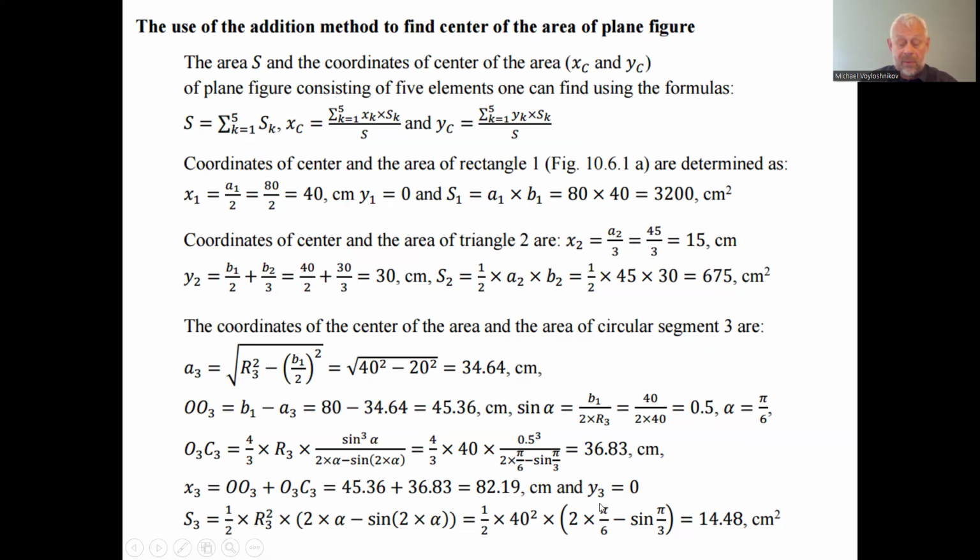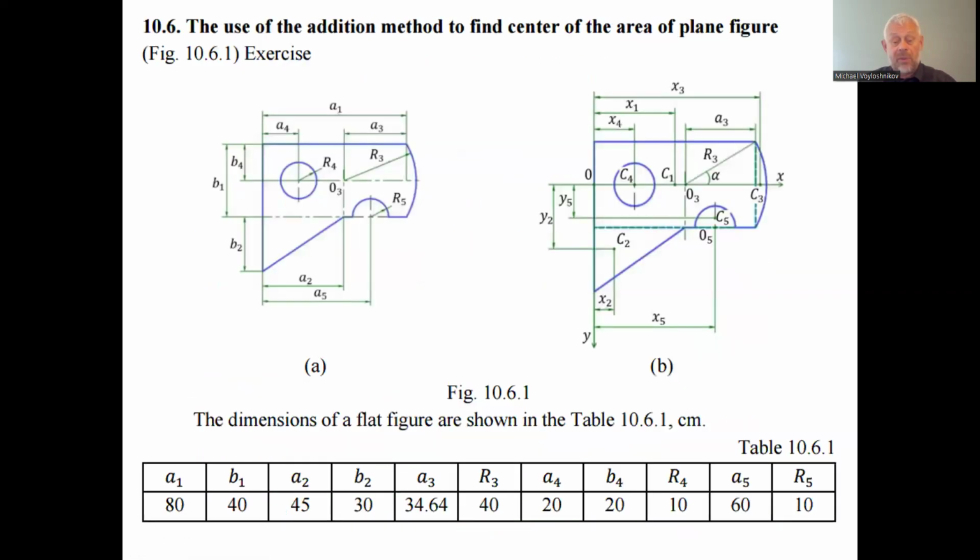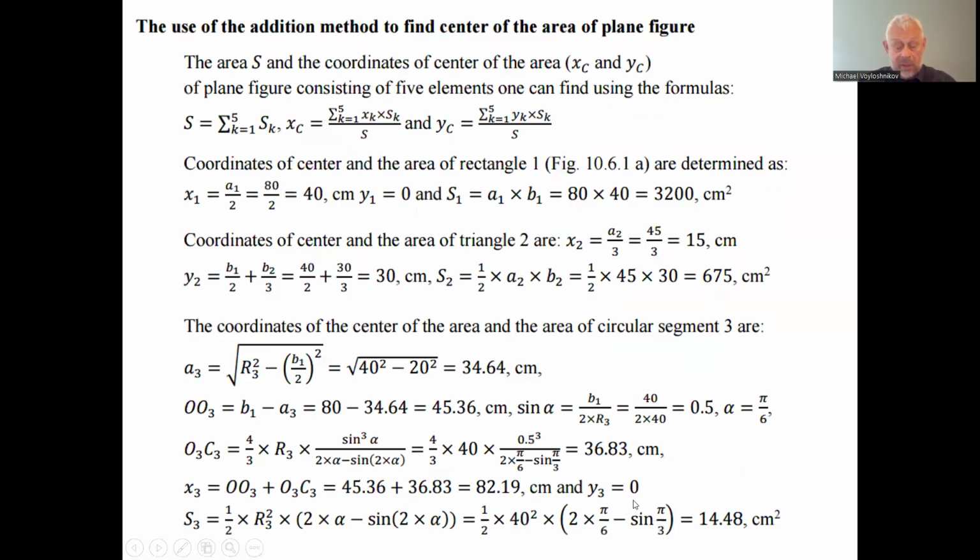This is equal to 82.19 centimeters, and y3 is equal to 0, because we choose the location of the abscissa axis and the reference point 0 in the centers of a few figures of this cutout of this rectangle and the segment. The centers of the area are on the abscissa axis, with ordinate equal to 0. So we have ordinate y3 equal to 0, and the area.